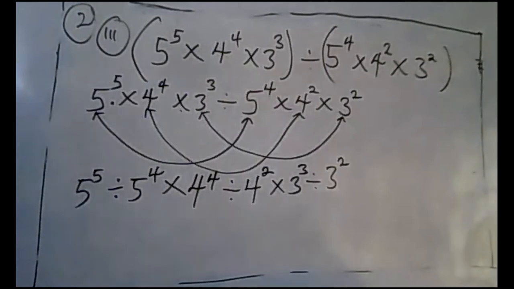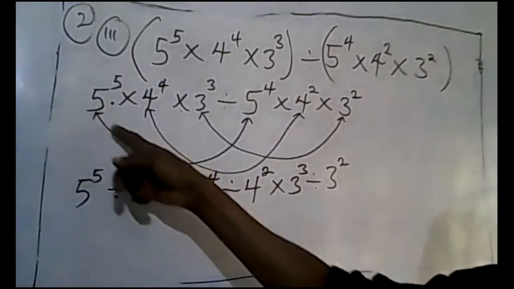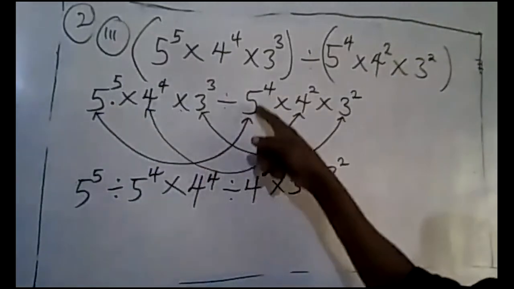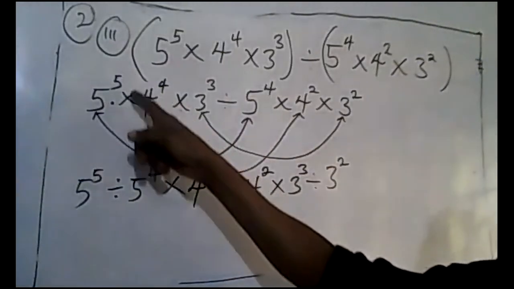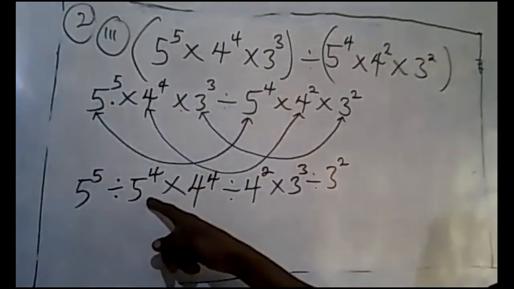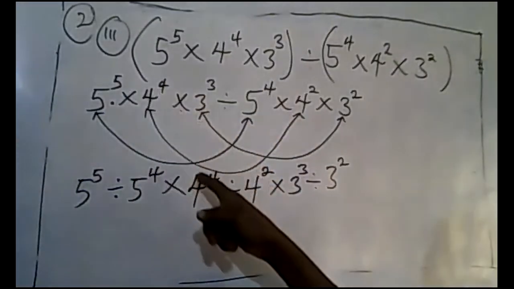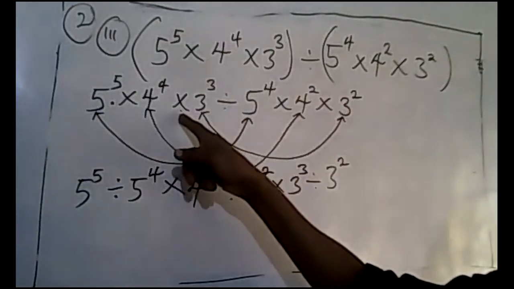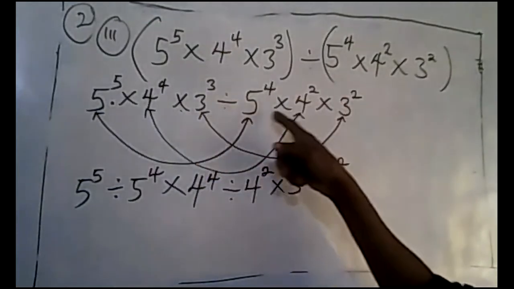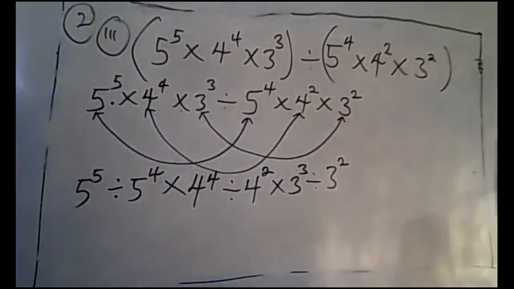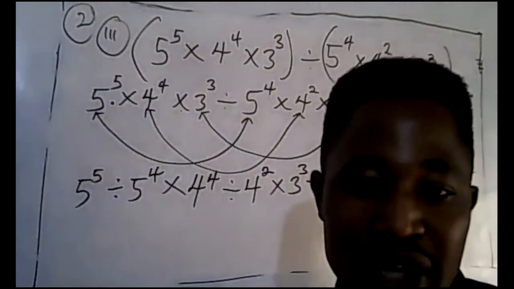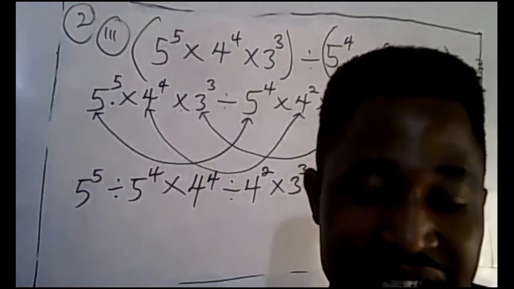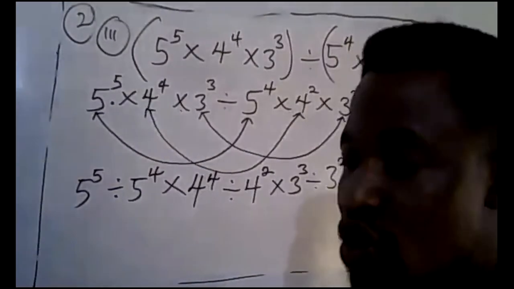All done. I take that again. The numbers that you have paired, because they are like terms or they have the same base: 5 raised to power 5 divided by 4 raised to power 4 times 4 raised to power 4 divided by 4 raised to power 2 times the last one, 3 raised to power 3 divided by 3 raised to the power 2. And the rule says, if you are dividing, subtract the index, or subtract the power.